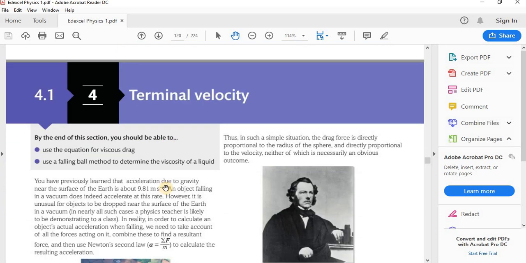All right, then the next topic is terminal velocity. Now terminal velocity, this applies for something.